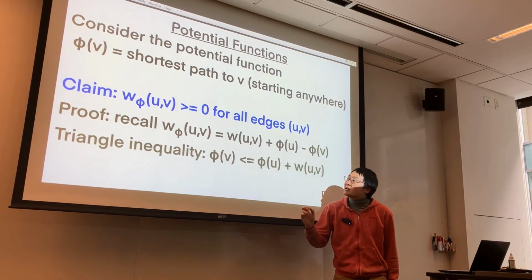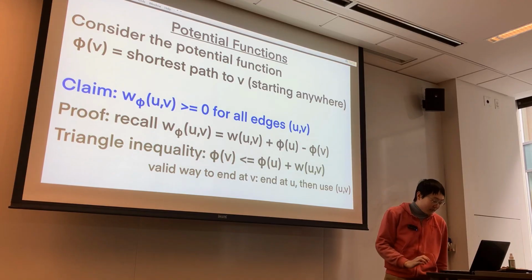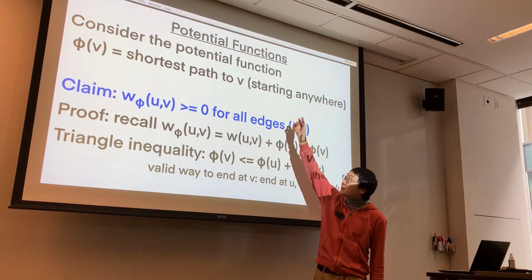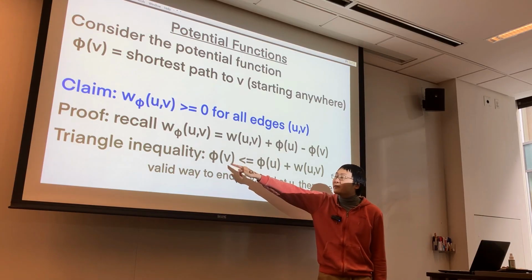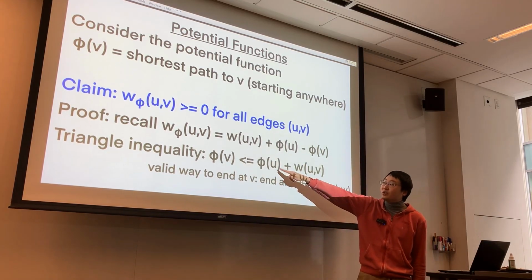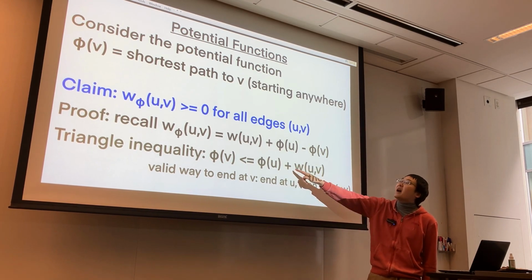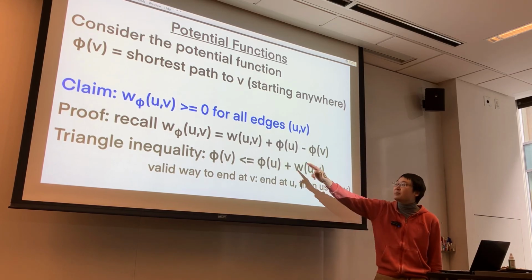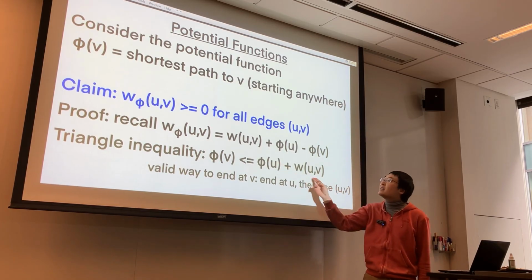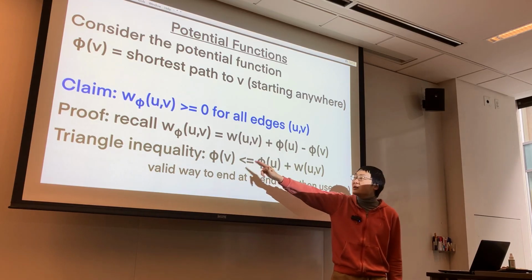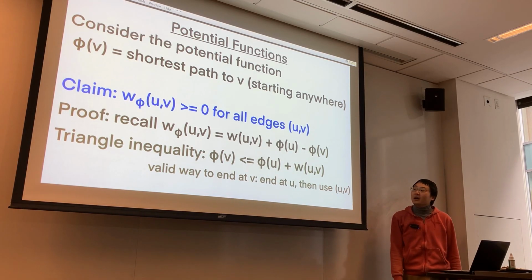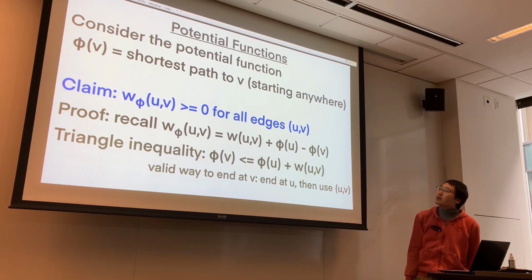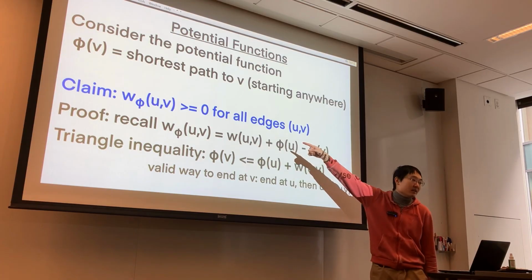So for any edge UV, I claim this is true. Why is that? So this is the shortest distance to V, starting from anywhere. What is a valid way of forming such a path? You take the shortest path to U, wherever it starts, and then add on the edge UV. This will be a path that goes to U and then ends at V, taking one step to V. This is a valid path ending at V, and the shortest path is at most this. So this inequality holds. And this is known as the triangle inequality. This holds for any distance, any metric. And if you rearrange, you will get essentially the claim.